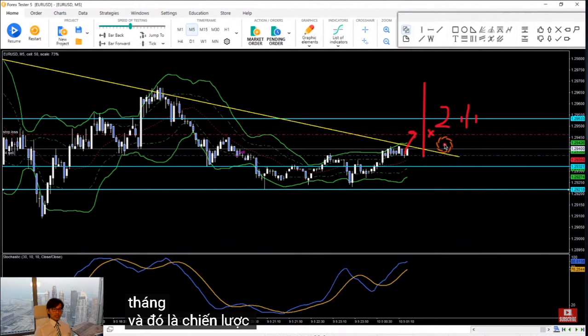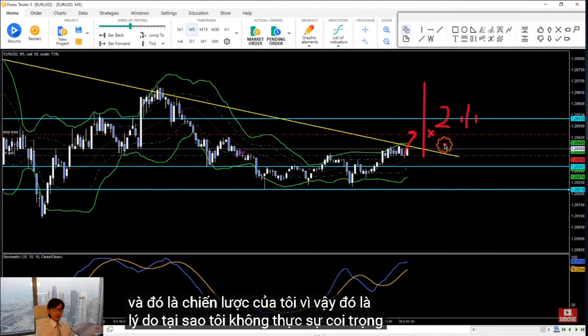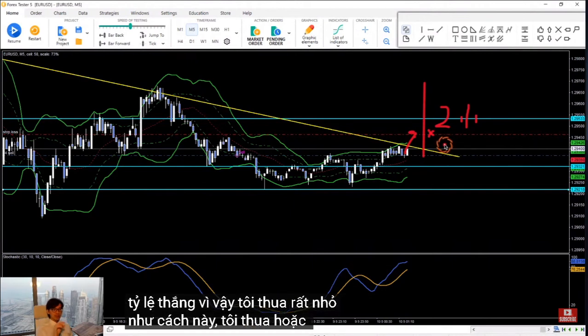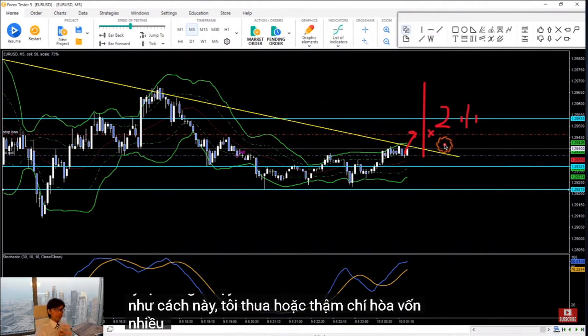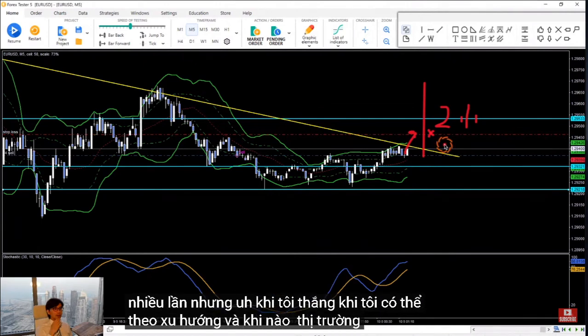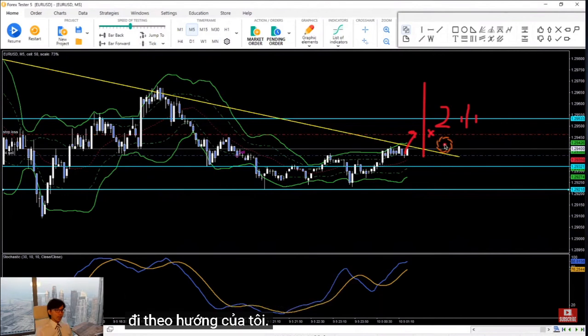Yeah, and that is my strategy. That's why I don't really value the win rate. I lose very small, or break even, many times. But when I can follow the trend and the market goes in my direction, I run the profits, like 70 pips, 80 pips, 100 pips, 150 pips, and it covers all the previous small losses. So that is my strategy.